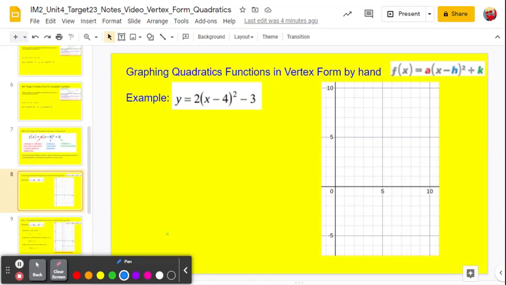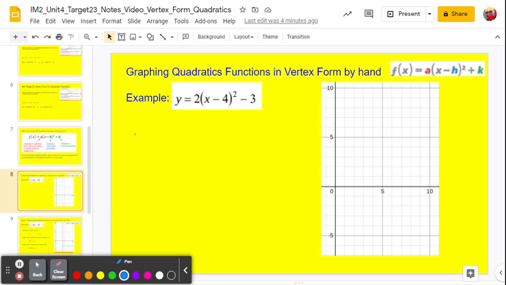All right, in this video, we're going to graph a quadratic function that's written in vertex form by hand here. So y equals 2 times (x minus 4) squared minus 3. So the 2 is the a value. The key here for vertex form is the h and the k, because they tell us the line of symmetry and they tell us the vertex. So you have to be careful here.